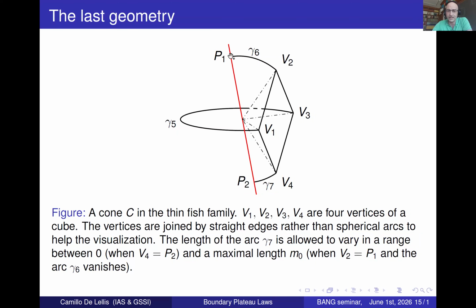You see that there is a one parameter family of these cones because there's 1 degree of freedom, which is making this gamma 6 arc very short until P1 almost collides with V2. In fact, in the extreme case, you can take just P1 equal to V2. Or you can take it pretty long. Of course, not too long, because when it gets to the maximal length, it's the time that P2 is going to hit V4.